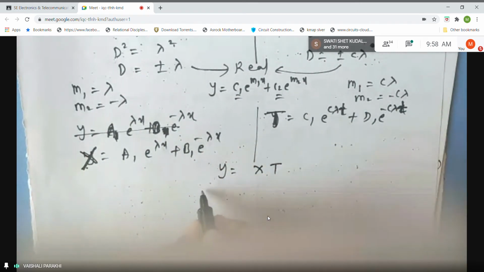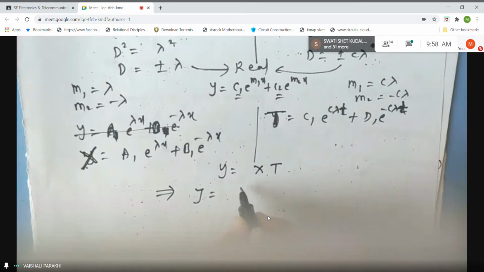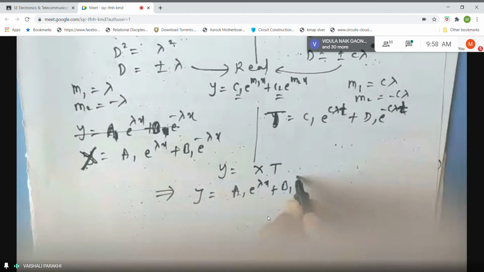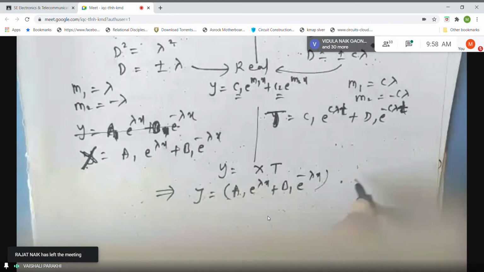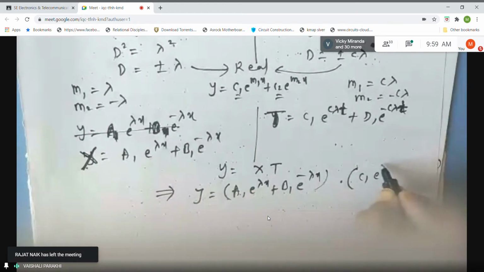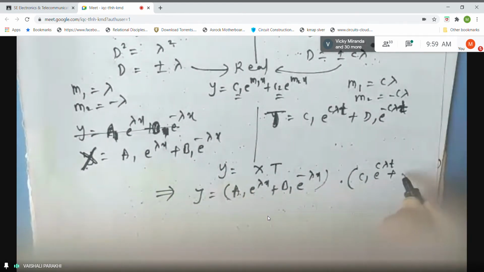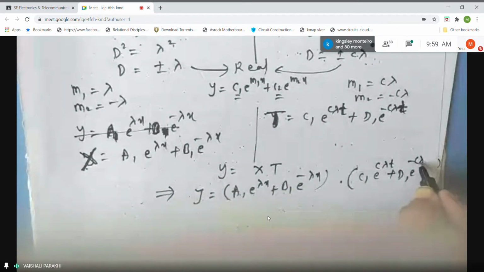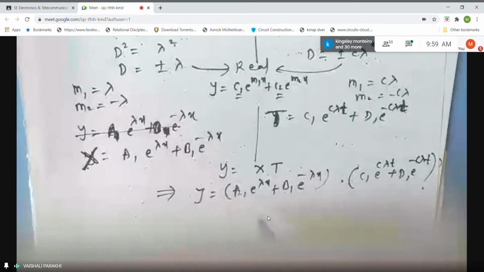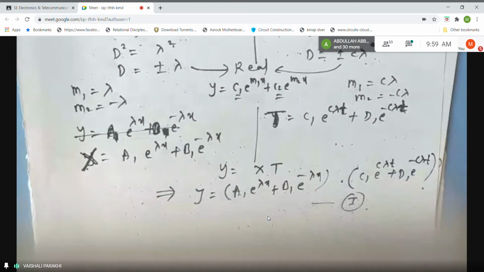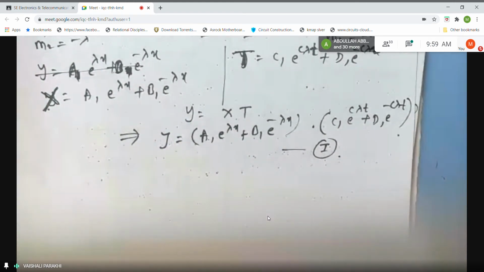So what will be y here? X is A1 e raised to lambda x plus B1 e raised to minus lambda x, into what is t? C1 e raised to c lambda t plus D1 e raised to minus c lambda t. So this you can denote by some other number, or we'll use the Roman letters. Roman 1. So what is Roman 1 equation, students?